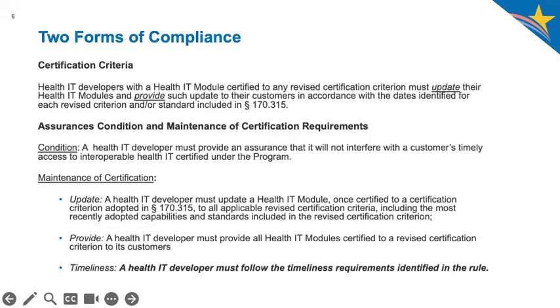And with that, we have two forms of compliance. So for the update and provide, when the health IT developers have a health IT module certified to any of the revised criterion, they must update and provide such update to their customers. We include language in the ONC certification criteria in section 170.315. We also include in the assurances condition a condition that the developer must provide an assurance that it will not interfere with the customer's timely access to interoperable health IT certified under the program. So they must provide the revised or updated certification criteria or standard.